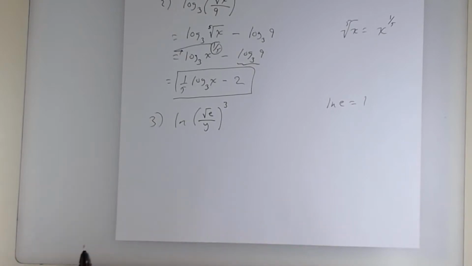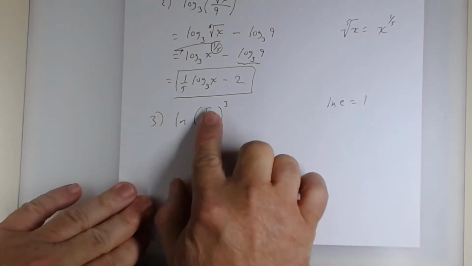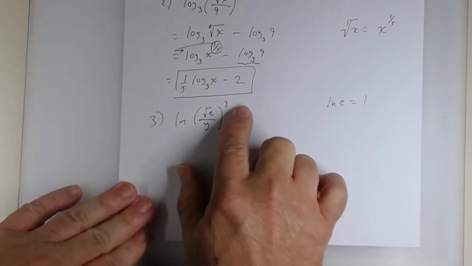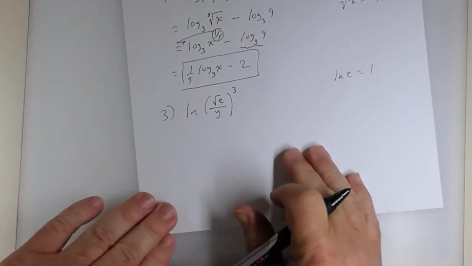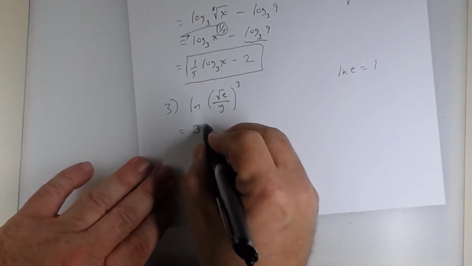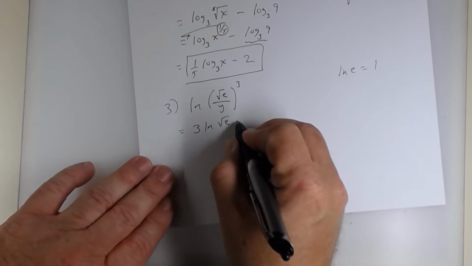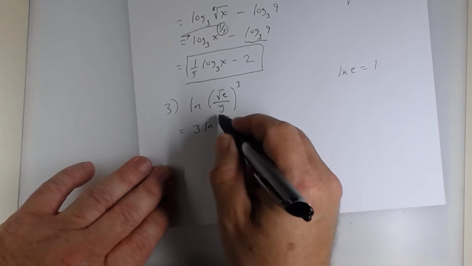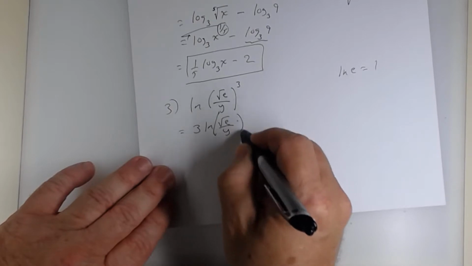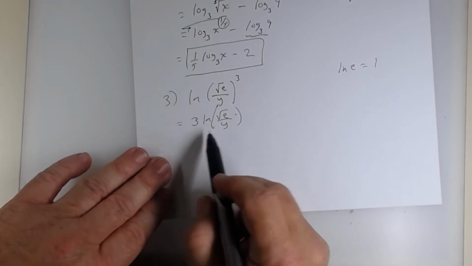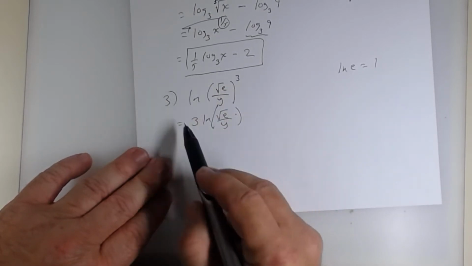No, I wouldn't do that first. You use the power rule first because this quotient is being raised to a power. So do the power first. That's 3 natural log of the square root of E over y. You're right, thank you. So you do the power first.